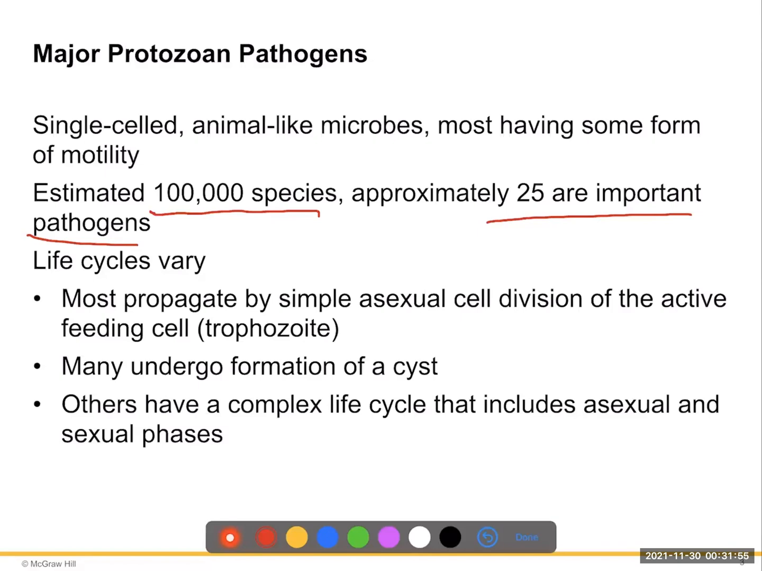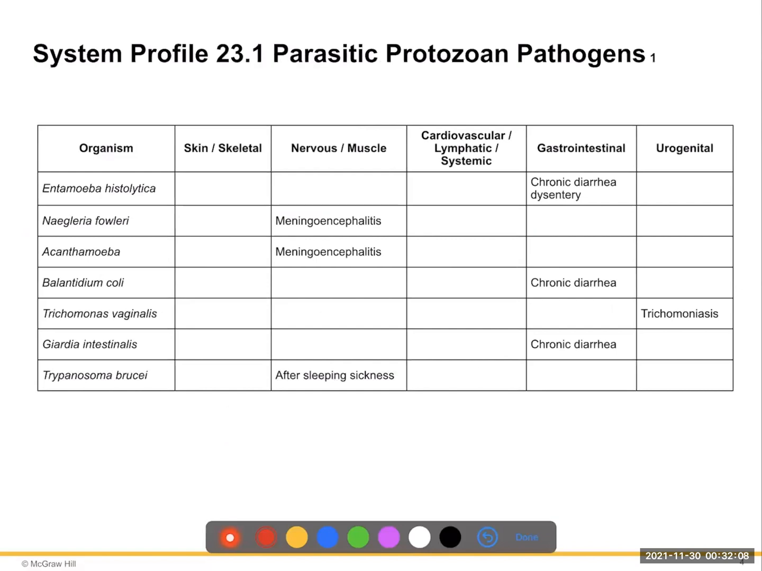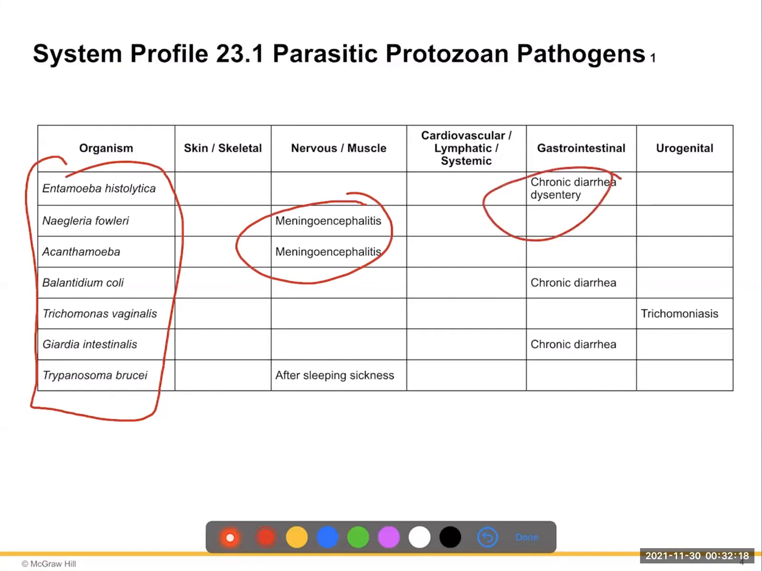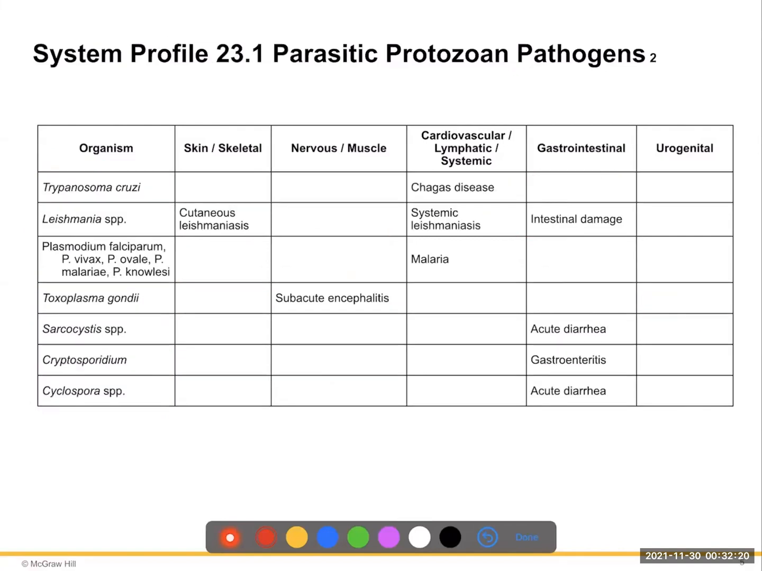Many undergo formation of the cyst in their reproduction cycle. Others have a complex life cycle that includes asexual and sexual phases, when you mix genetic material. This is a list of what we're going to cover today. These are the different organisms in this column, and the different areas they affect, like the nervous muscular system, gastrointestinal system, and urogenital system. Same thing here, different organisms we're going to go over.